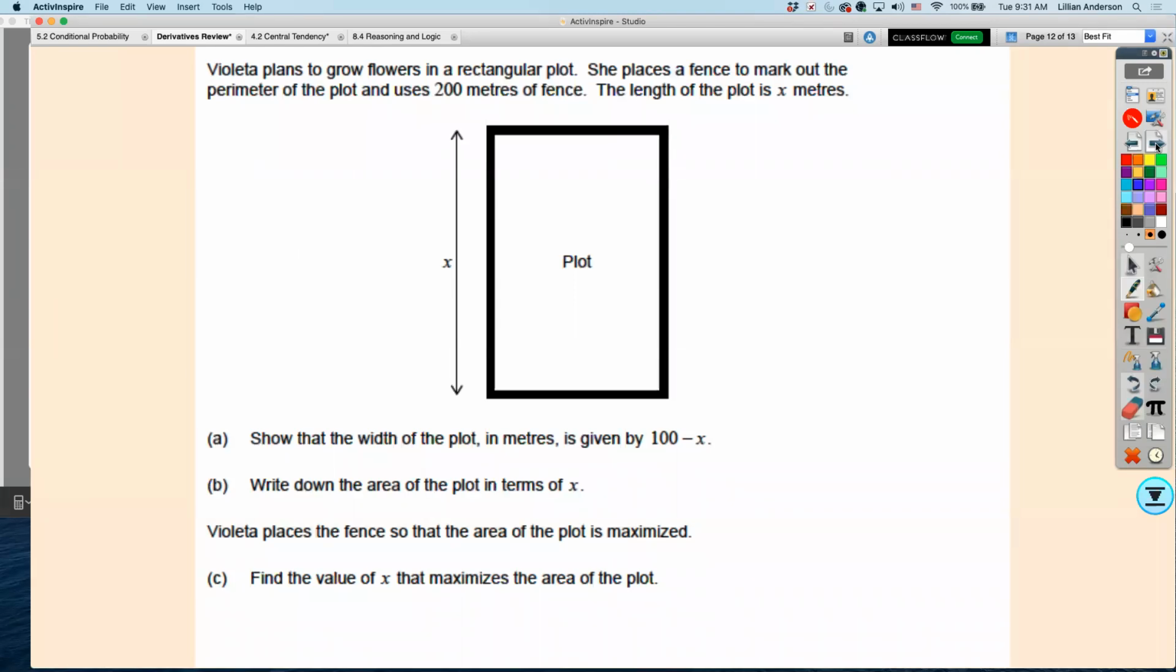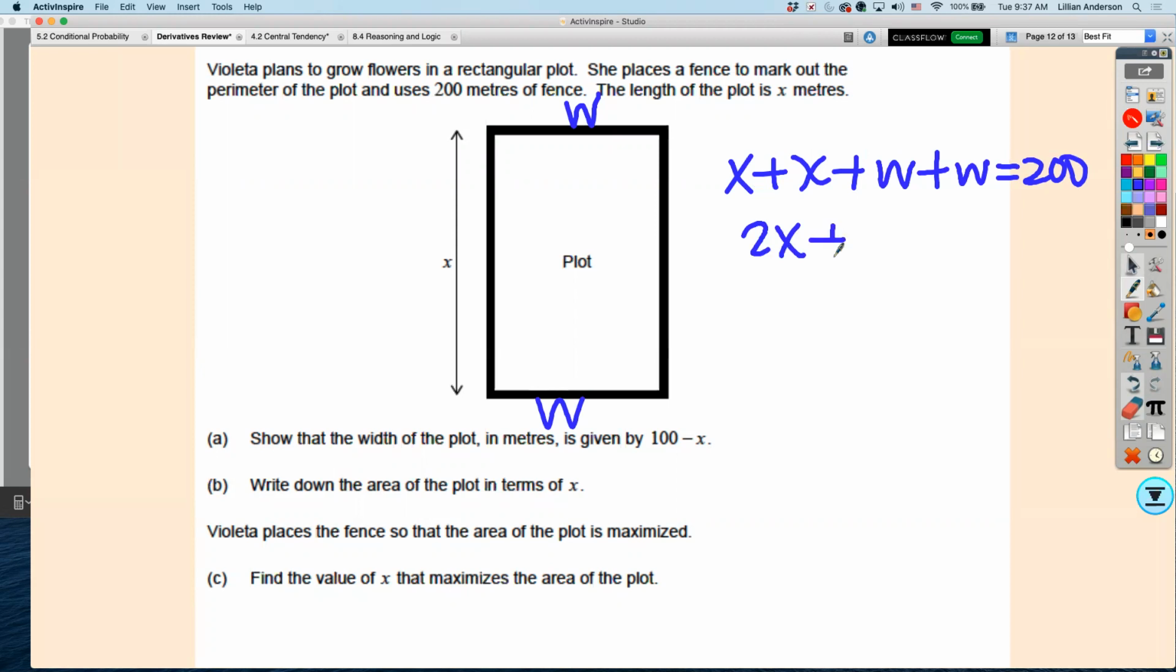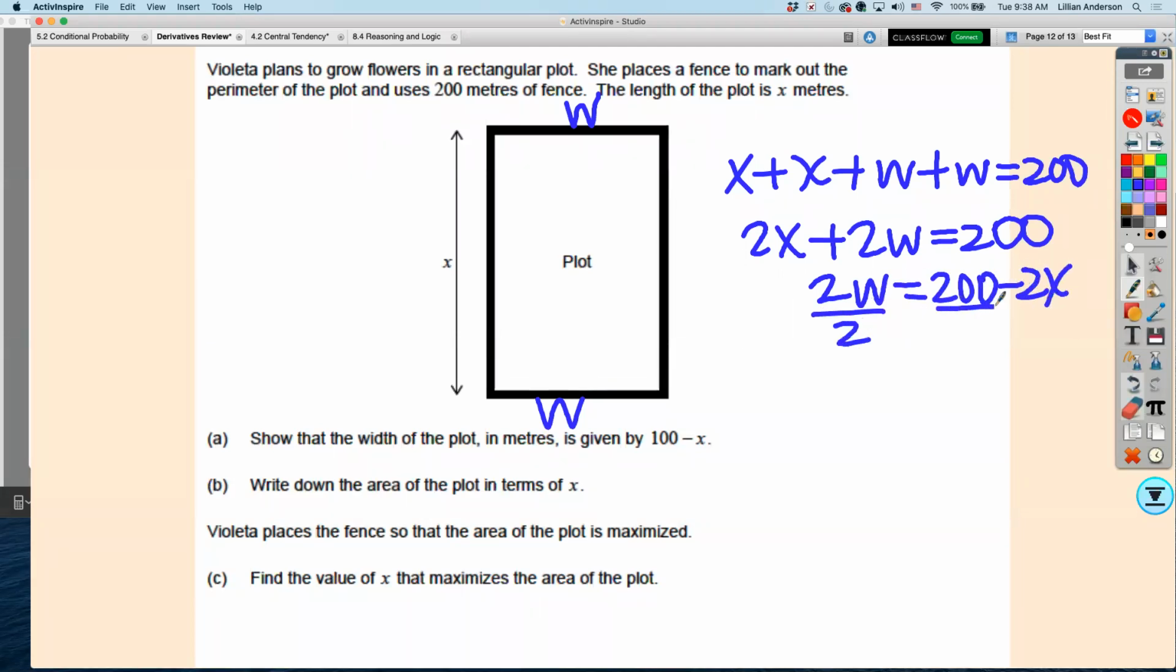What does fencing mean? The perimeter. Lockdown, lockdown. So since we know that fencing means perimeter, that means that when we add up all of our sides, it should equal how much? 200. So that means X, X, and then some unknown width should equal 200. So how do we show that the width is going to be 100 minus X? Well, that becomes 2X plus 2W equals 200. And if I continue to solve for the width, it's exactly how we get 100 minus X.